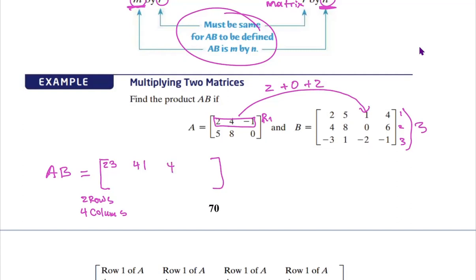And then let's now finish with the first row of the first matrix with the first row and fourth column. First row and fourth column. So that is 2 times 4, 8. 4 times 6, 24. And -1 times -1, +1. So that's the total of 33.